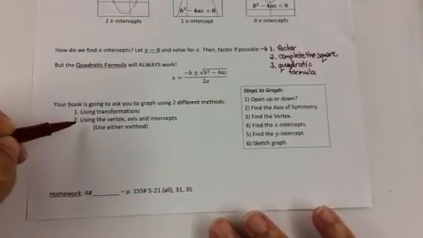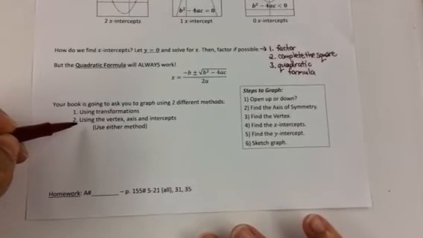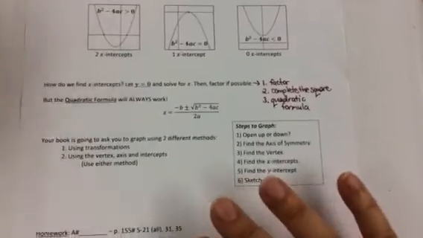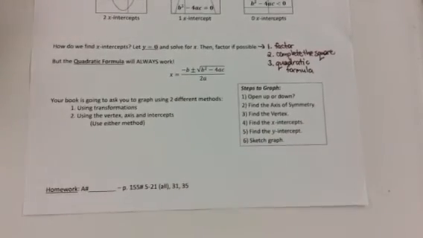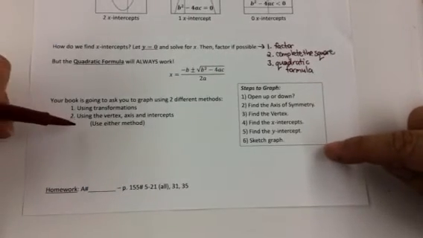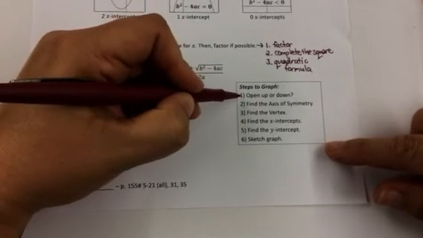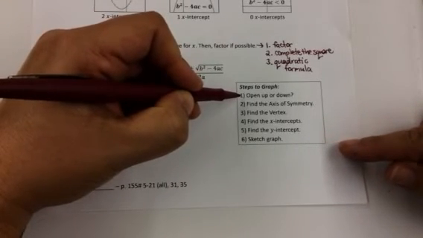If it specifically asks you to graph using the vertex, axis of symmetry, and intercepts, and you think it's easier to complete the square to get the problem into vertex form, I'm totally okay with that, because that's actually a better skill set to have. It's going to help you more in the future. So here are the steps that you're going to use when you're asked to use method 2 for graphing. Ask yourself if it opens up or down. We talked about that at the very top of the first page.